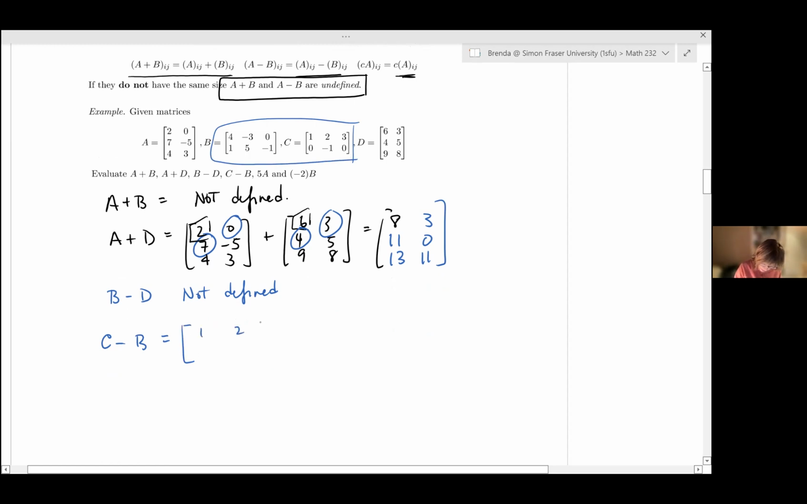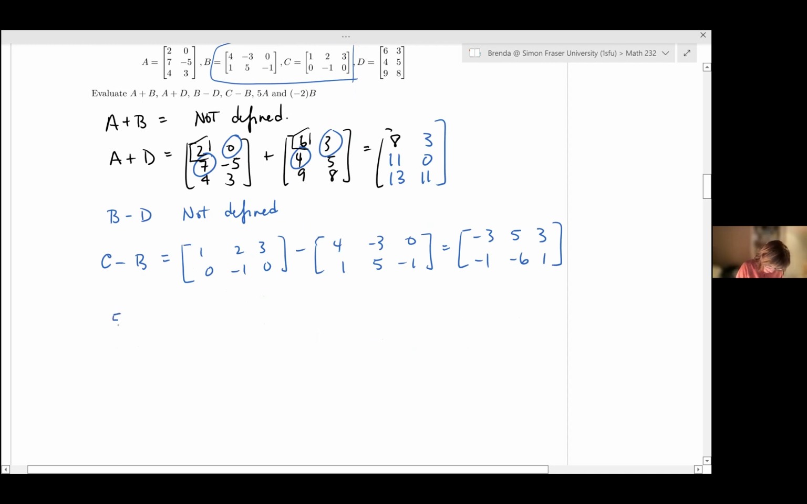So I have 1, 2, 3, 0 minus 1, 0. I subtract from it 4 minus 3, 0, 1, 5 minus 1. And I get 1 minus 4 is minus 3. 2 minus 3 is 5, etc. 3 minus 0 is 3. And then continuing that same process on the second line, I get these numbers here. Okay, that's subtraction, addition and subtraction.